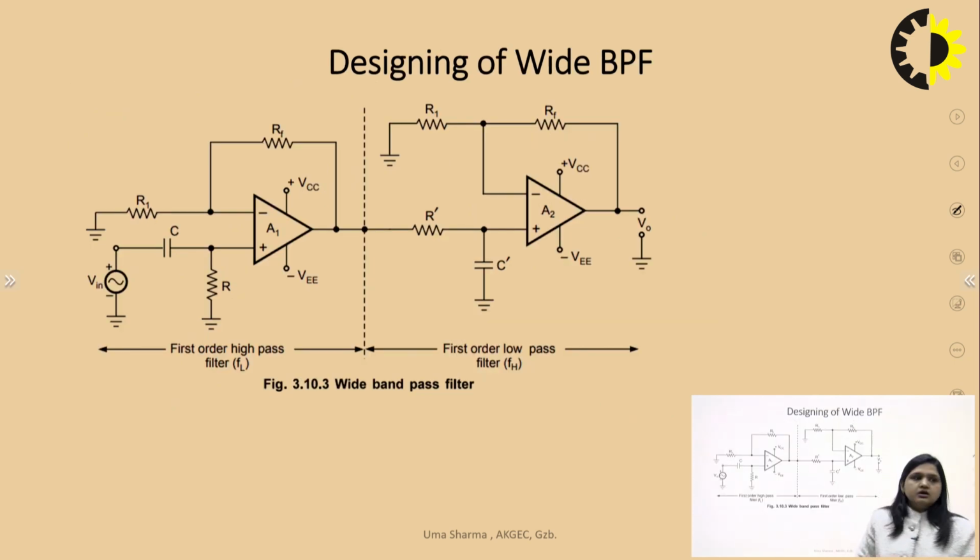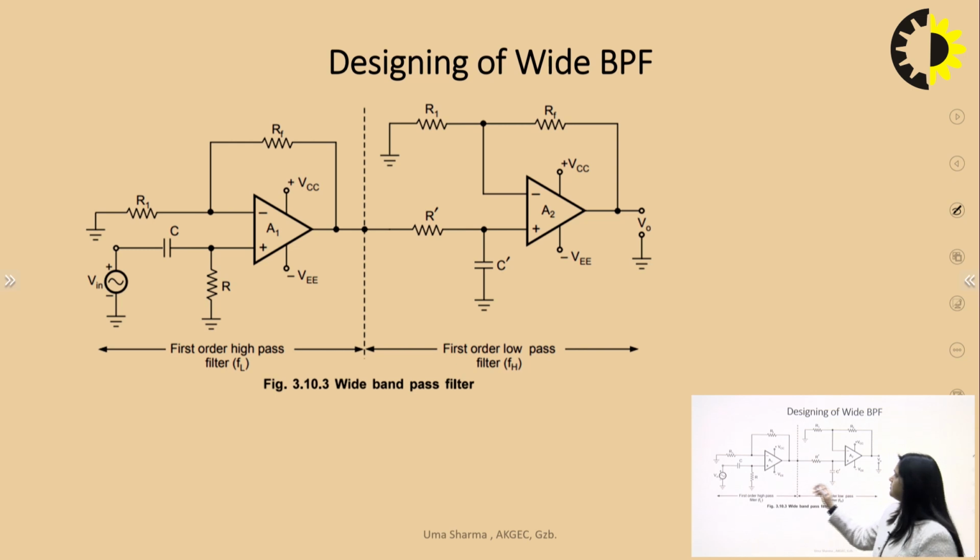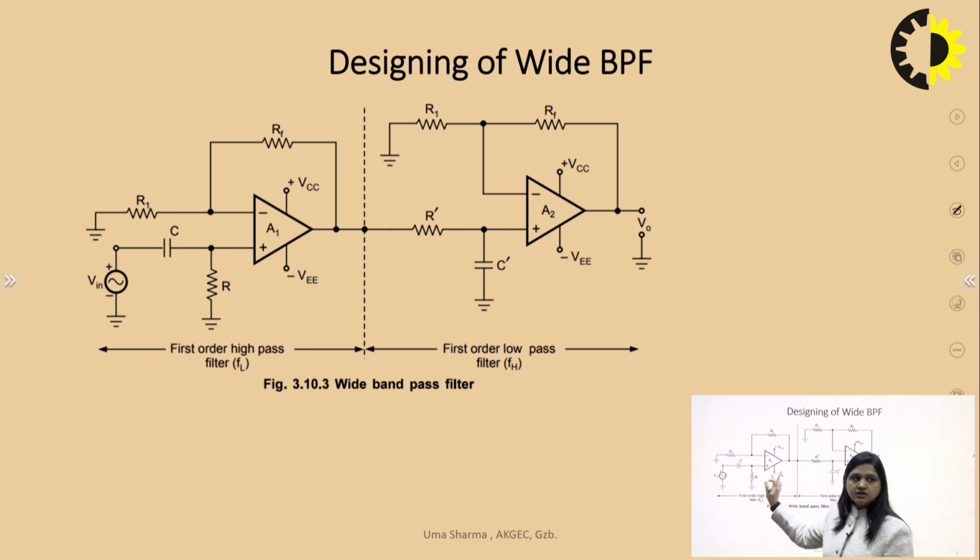So now let's come to the designing part with some numerical problems. This is the design of a wide band pass filter, and this is the first order high pass filter design. You can see that the capacitor is connected with the input. Then this is the designing of the high pass filter. Whenever the input signal is connected with the resistor, then it is known as a low pass filter. So basically we have connected the output of a high pass filter to the input of a low pass filter, and this overall filter design is equivalent to the first order wide band pass filter design.